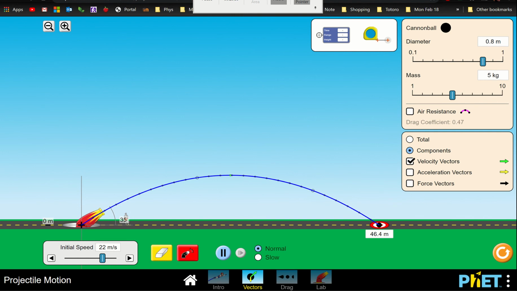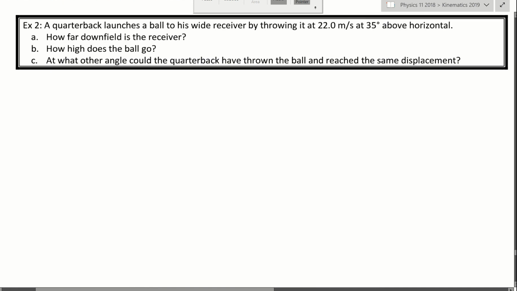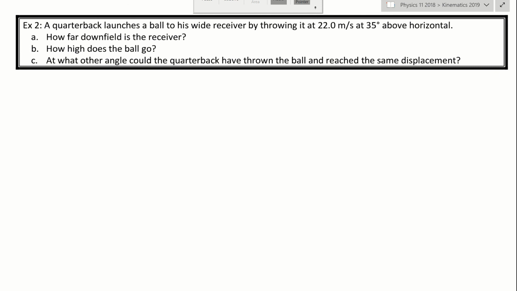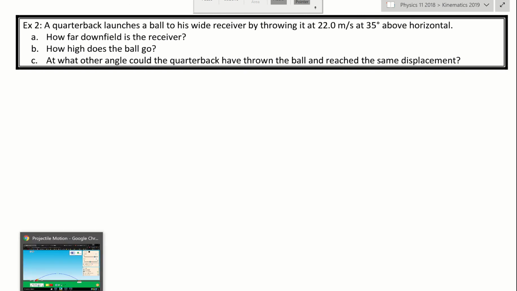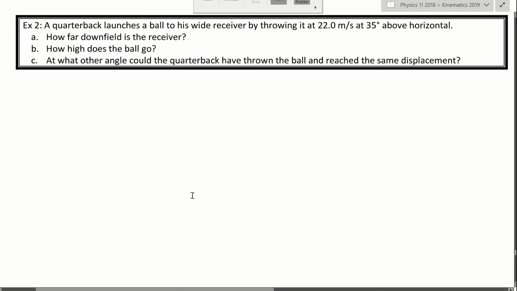Now, okay, so right here. So what are they asking us to do? How far downfield is the receiver? Okay, so apparently this question is a quarterback throwing a football to the receiver who is on the other end trying to catch the ball. Launching speed is 22 meters per second. Launching angle is 35. But according to our simulation, we already know the answer to this question. It's going to be 46.4, right? Yeah, okay, so how do we get 46.4? That's the answer, by the way. So how do we get it?